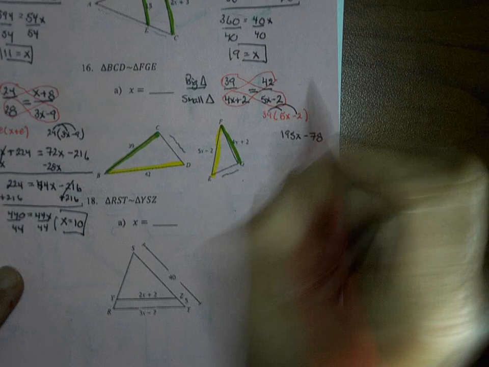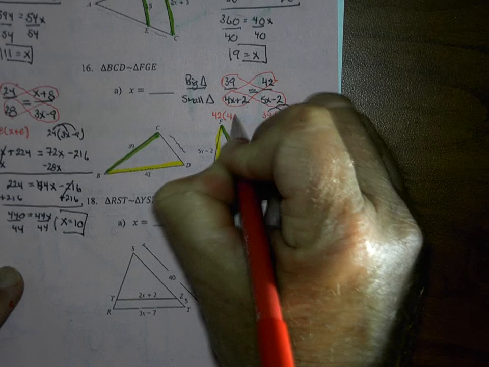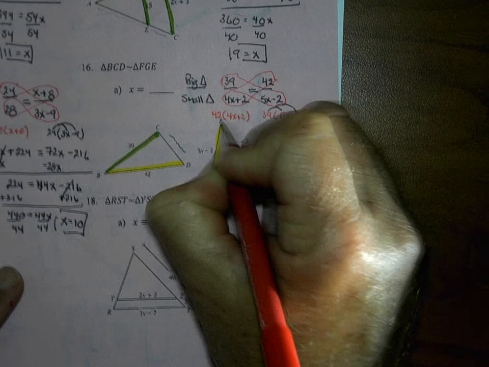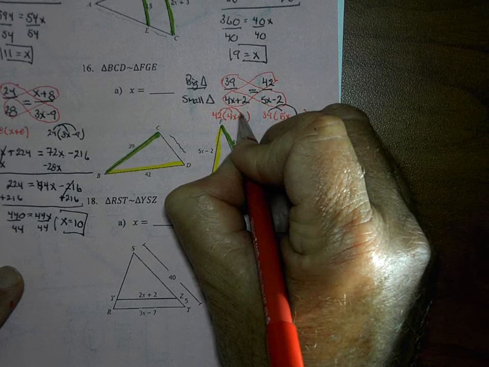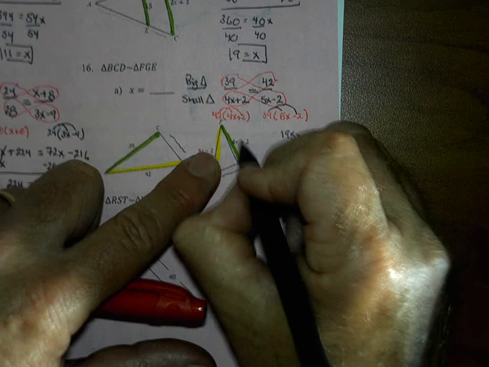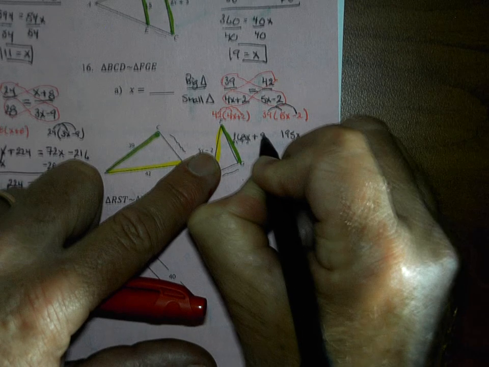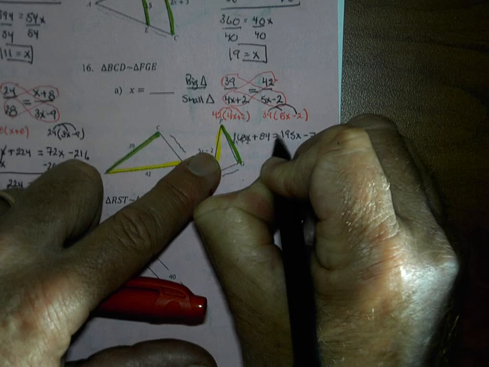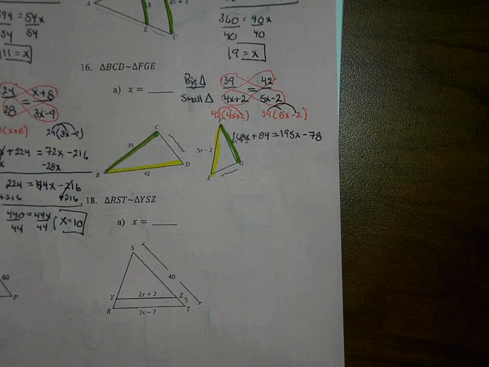So then you would multiply 42 times the quantity 4x plus 2. So that means you have to distribute the 42 times 4x and the 42 times 2. So that would give me 168x plus 84. And then those two values would be equal to each other. The means equals the extremes. And now we use that to solve.